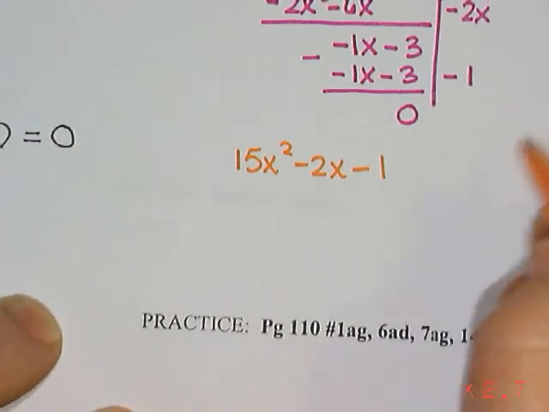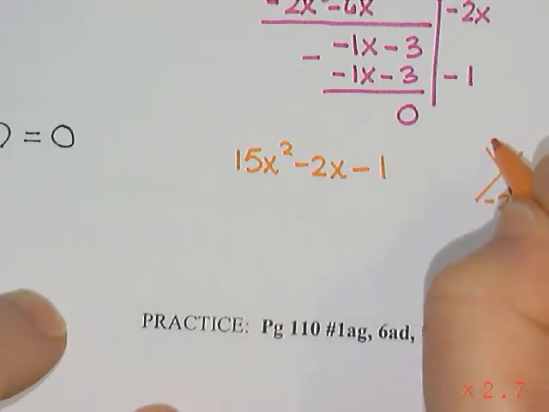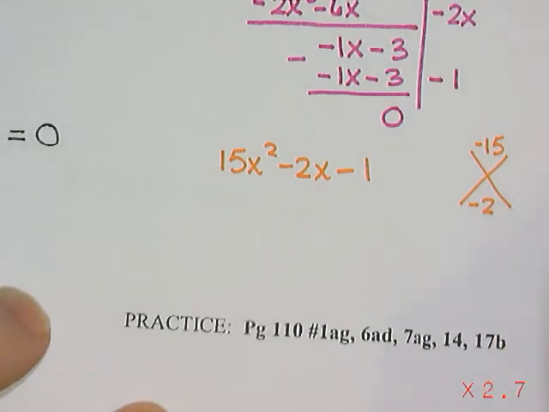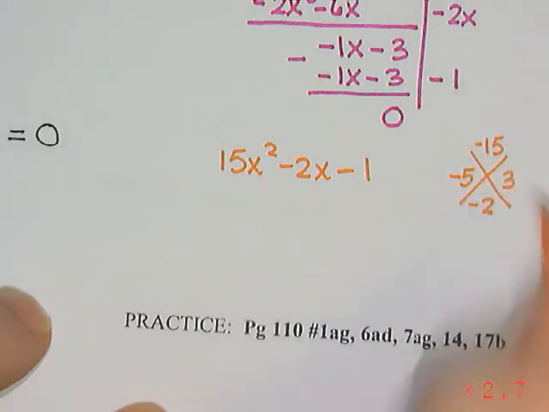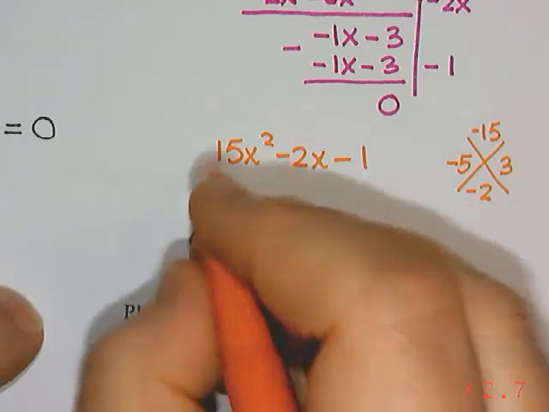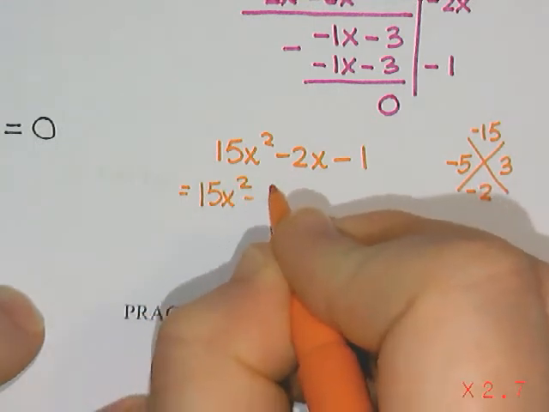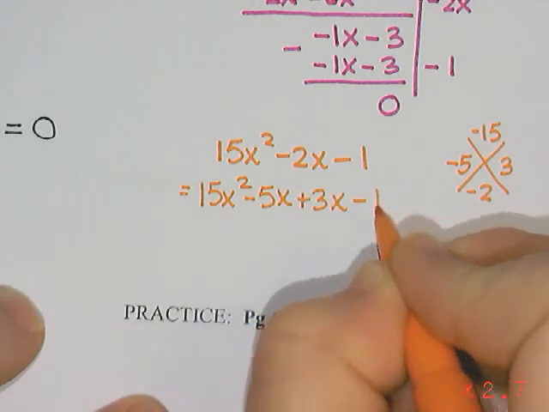So we are looking for two numbers that add to negative 2 and multiply to negative 15. Things that make 15 would be 1 and 15. I'm not going to get a 2 from that. 2 does not divide into 15. 3 and 5, I could do that if I had negative 5 and positive 3. That would multiply to negative 15 and add to negative 2. So this is going to be 15x squared minus 5x plus 3x minus 1.